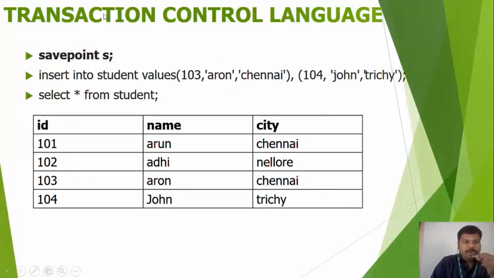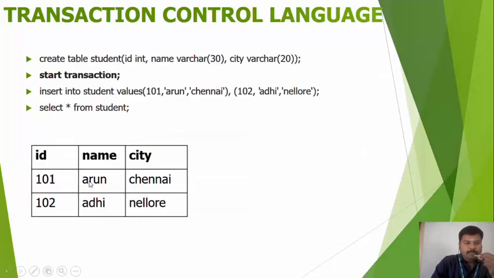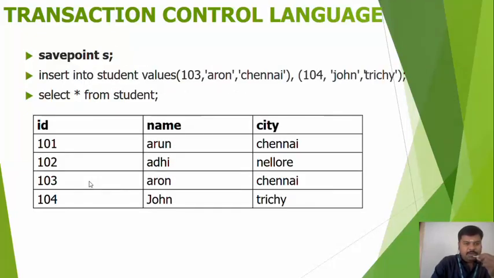Now what you are going to do? You are going to give a SAVEPOINT, say yes. This is the name you are giving for the savepoint. After giving this command, you are inserting two values, 103 and 104. SELECT * FROM student will display 4 records. Initially, you have inserted two records. After giving the savepoint, you have inserted two records.